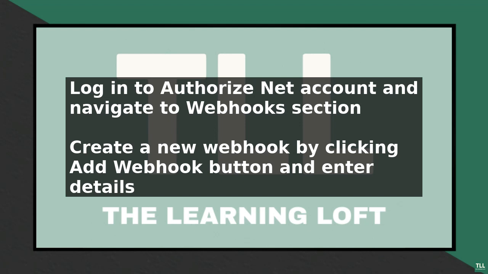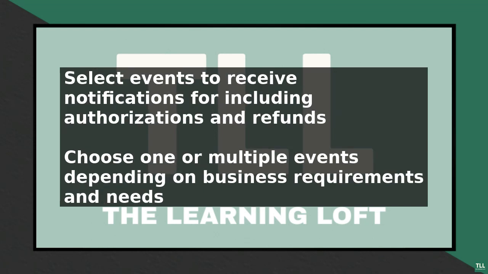First, you need to log in to your Authorize Net account and navigate to the Webhooks section. Here you can create a new webhook by clicking on the Add Webhook button. You will be prompted to enter a name and a URL where the webhook notifications will be sent. The URL should be a publicly accessible endpoint that can handle HTTP post requests.